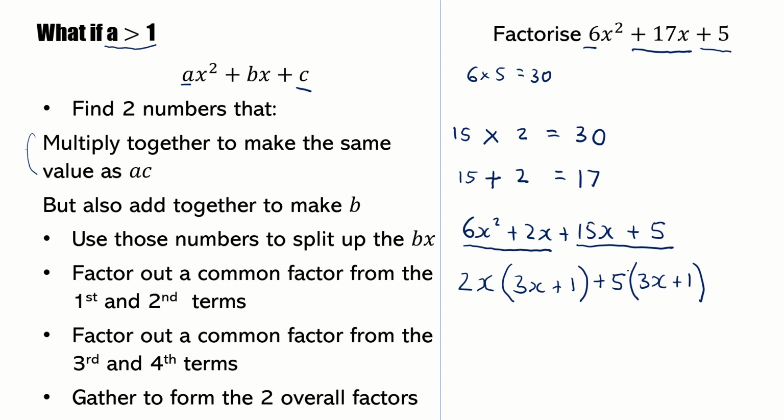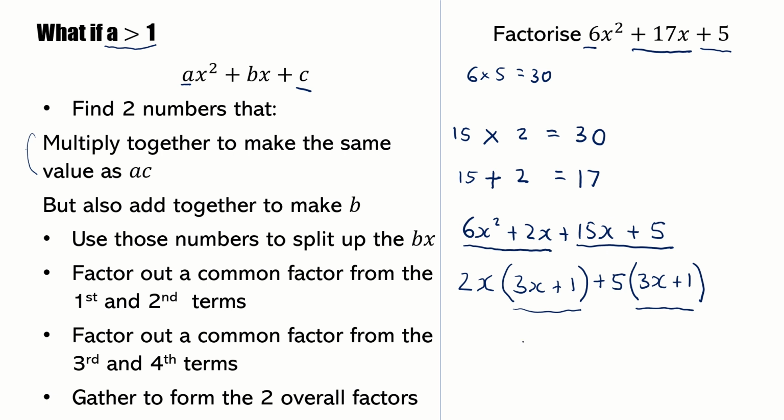Something you'll notice if you've done this step correctly, you should end up with the same thing appearing in the brackets here and here. If they're not appearing the same, you haven't fully factorised out as much as you possibly could, or you've made a mistake in the factorising, or a mistake choosing the numbers even earlier.